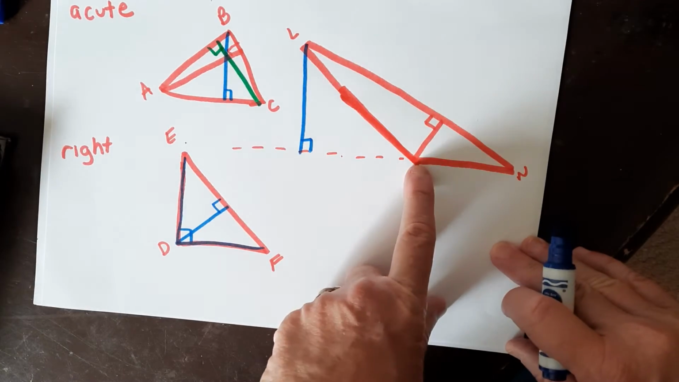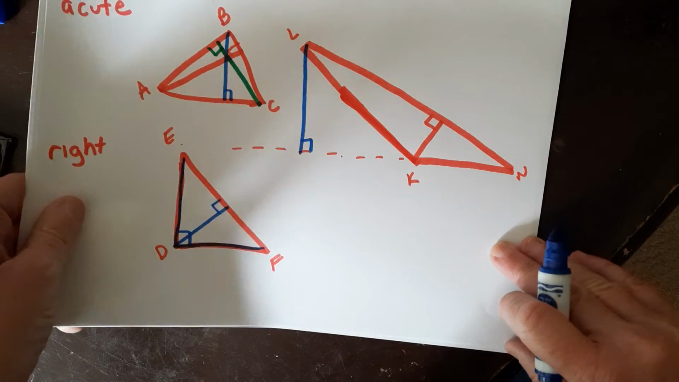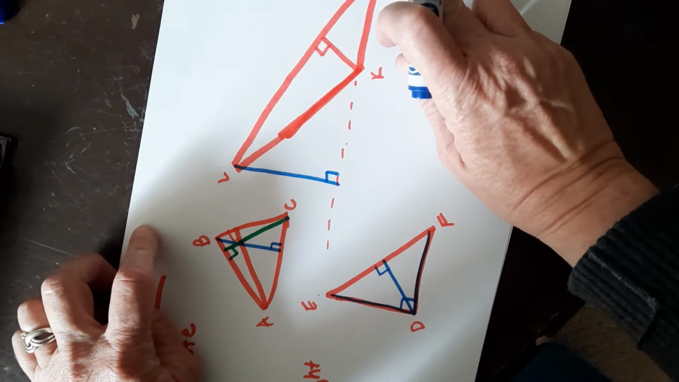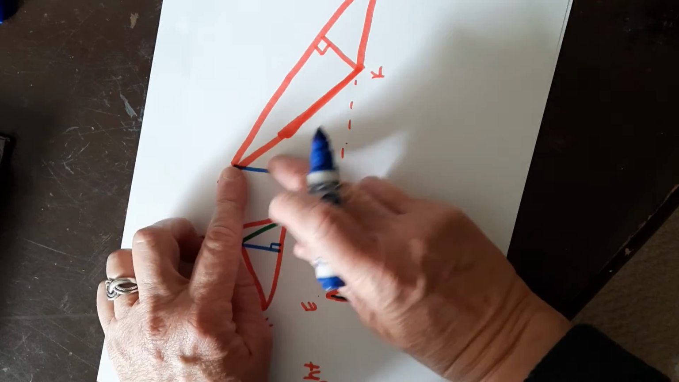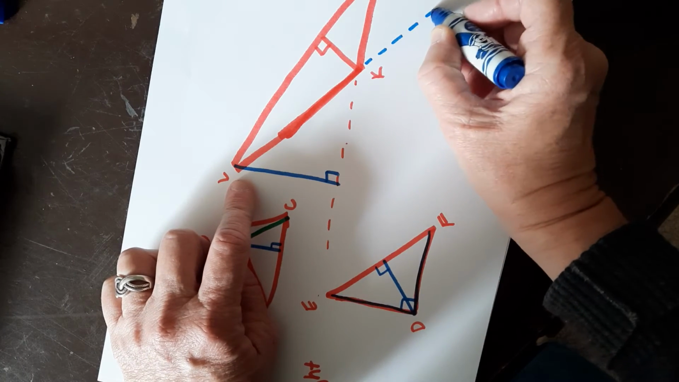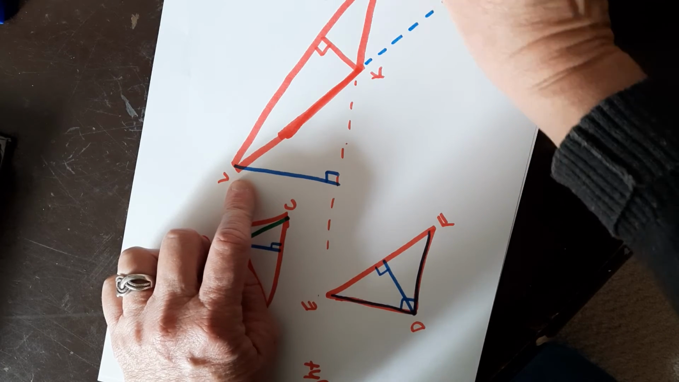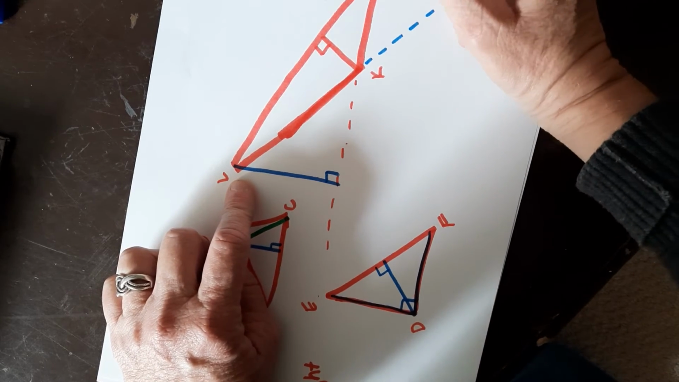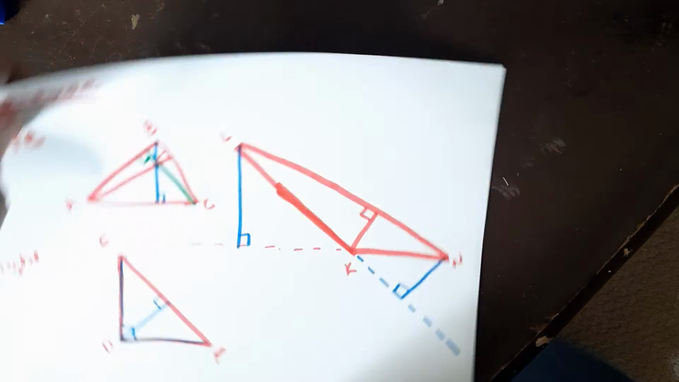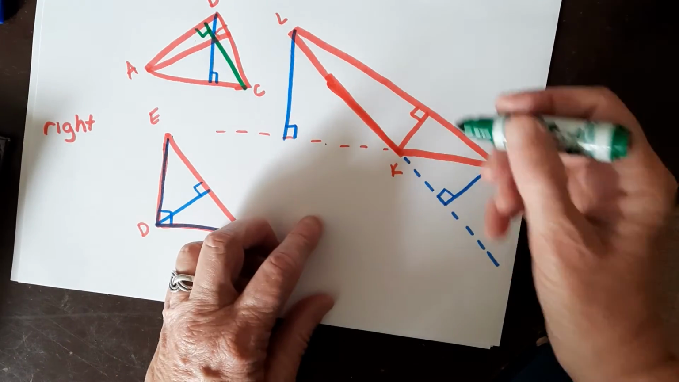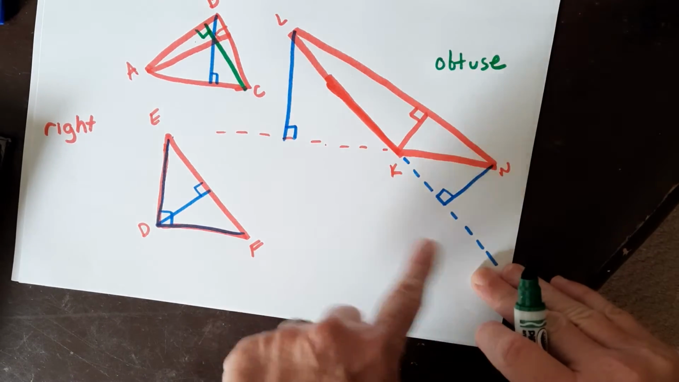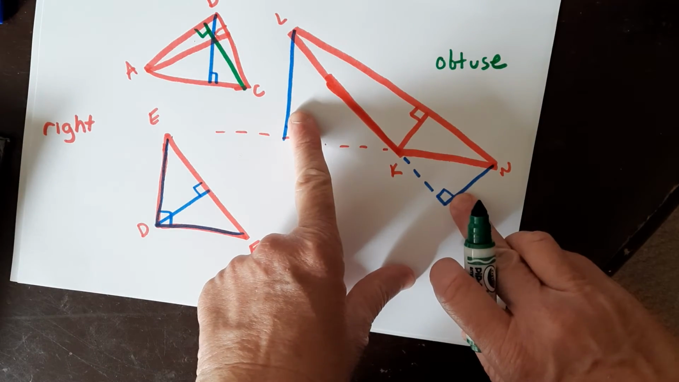Now we found the altitude for K and L. Now we need to find the altitude for N. And we need to find where it will hit the opposite side. The opposite side of N is LK, or a line that contains LK. So we're going to need to do the same thing over here. We're going to need to extend that line out this way so that we can draw another altitude from N at a right angle down to this line. So in an obtuse triangle, the three altitudes are here, here, and here. And two of them are outside of the triangle.